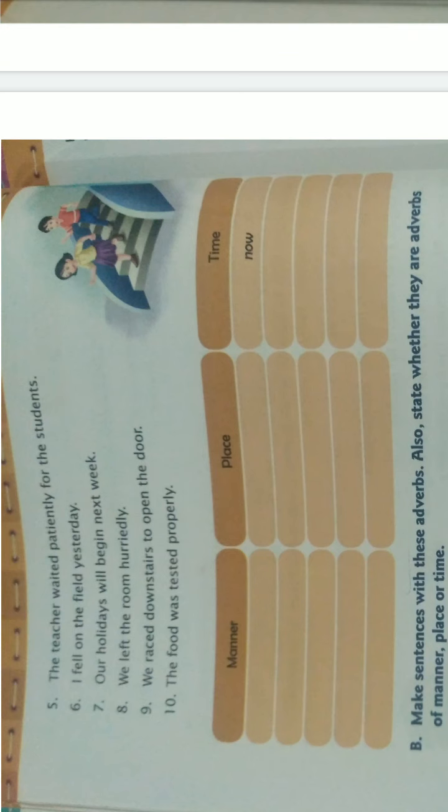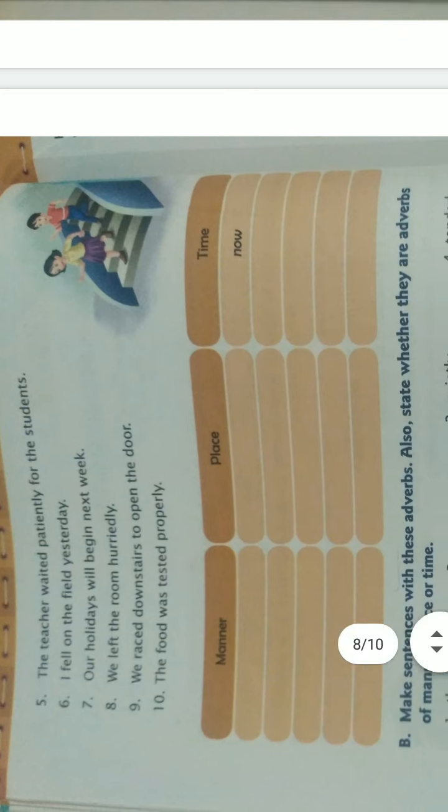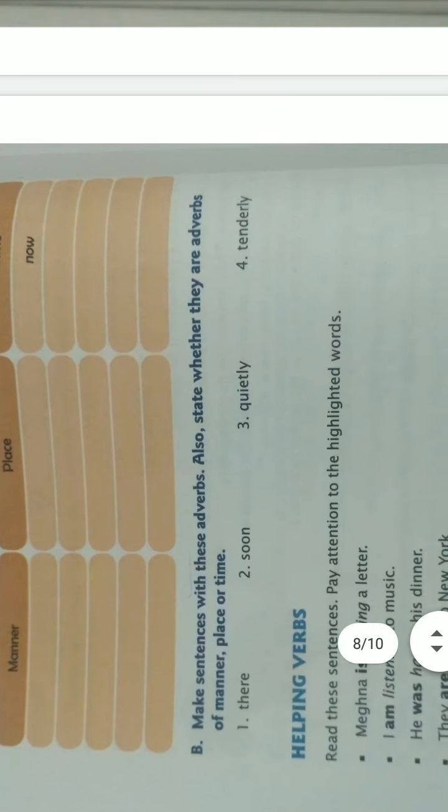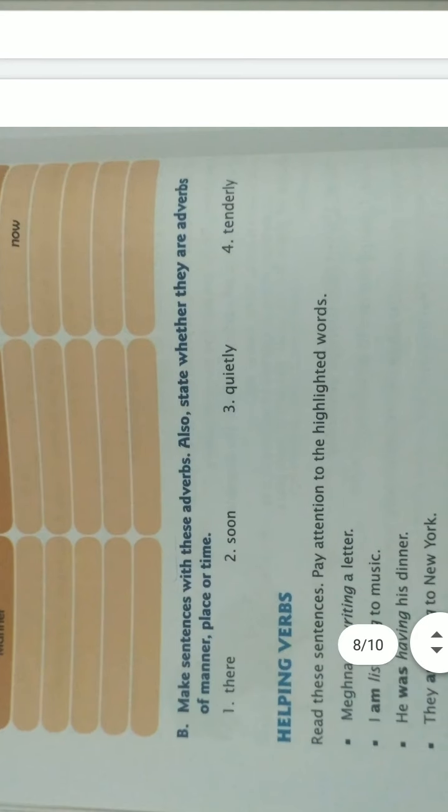Similarly, we have to read all the sentences, find out the adverbs from these sentences, and write them in the proper box, depending on which adverb belongs to manner, place or time. Now in the B part, make sentences with these adverbs. Also state whether they are adverbs of manner, place or time. Four words are given to us. We have to make sentences with the help of these adverbs, and then also tell whether they are adverbs of manner, place or time. So this was all about adverbs and the various types of adverbs.